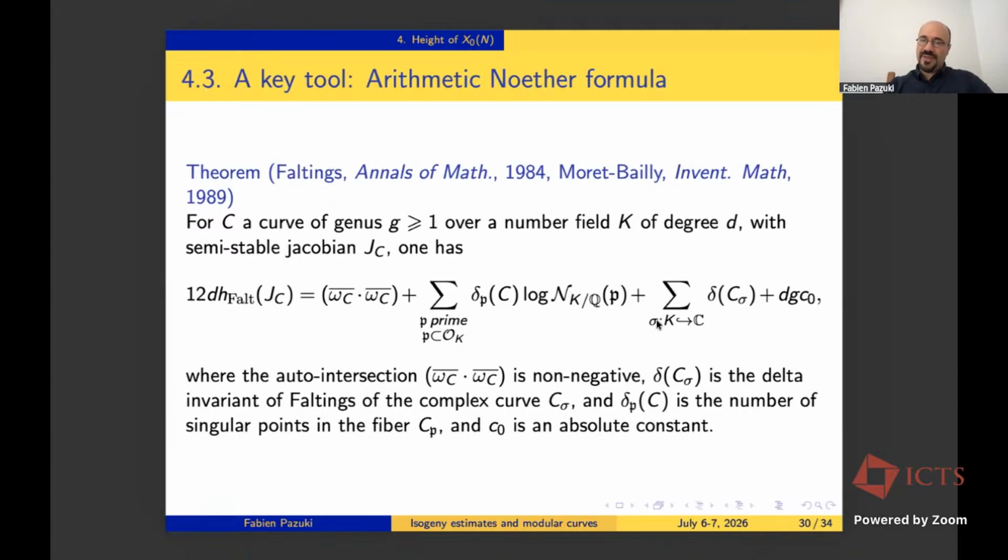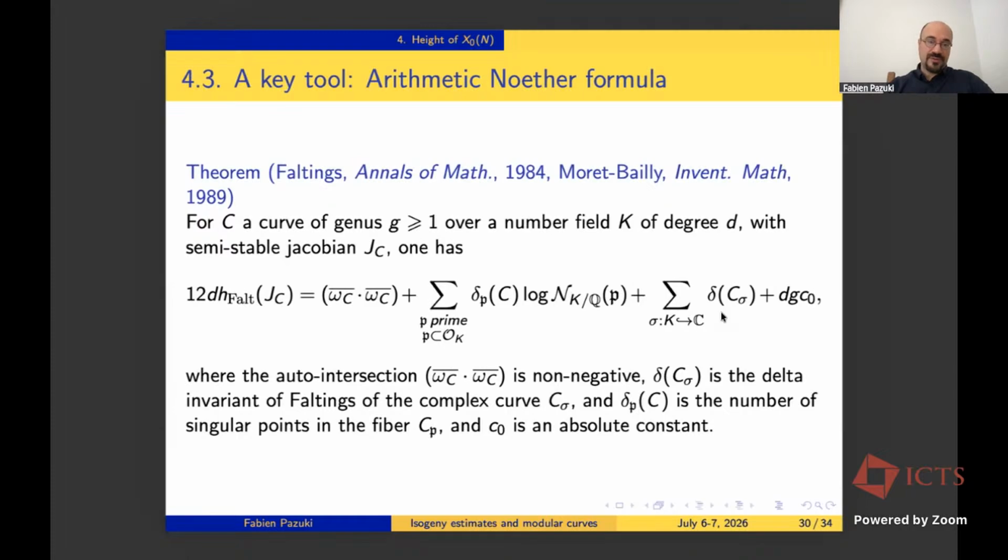Then you have this very interesting invariant. It's the same delta, but it measures something slightly different. It's called the delta invariant of Faltings. This is really a complex invariant. We have this sum over all the complex embeddings of the base field, and then a normalization factor that is linear in g. So this is really a very beautiful formula.